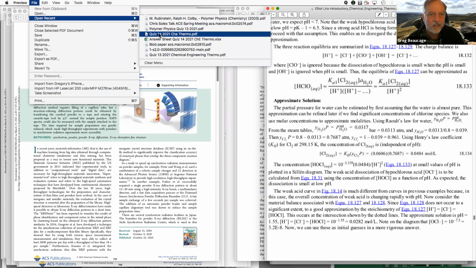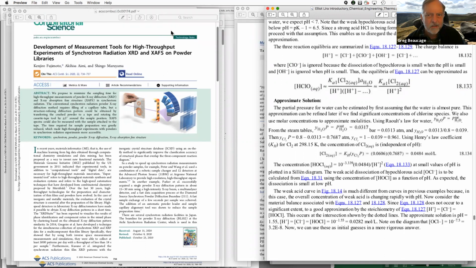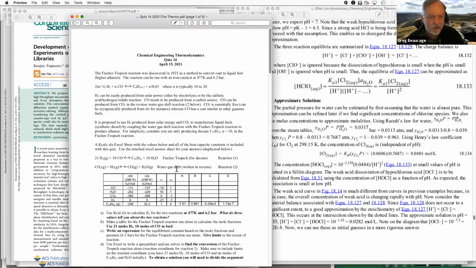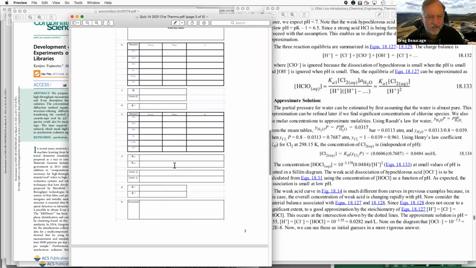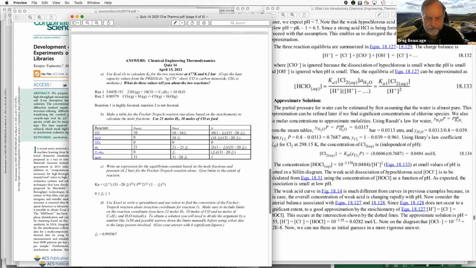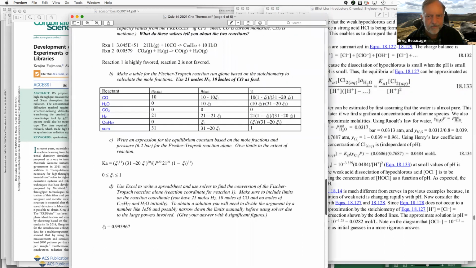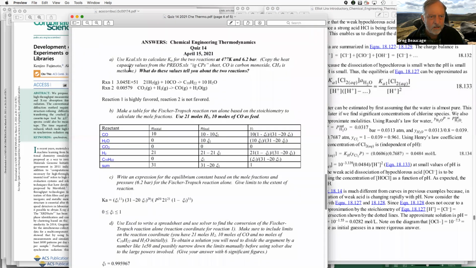Quiz 14. People had trouble when they put it into the Excel to minimize it. Mostly people got this. I mean, they got the reaction constants. Everyone got the reaction constants, and then a couple of people had errors in the negative signs here that they got wrong.